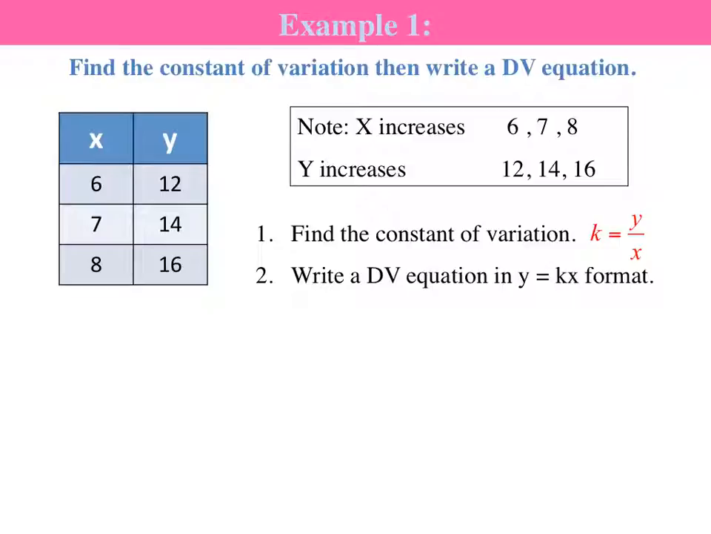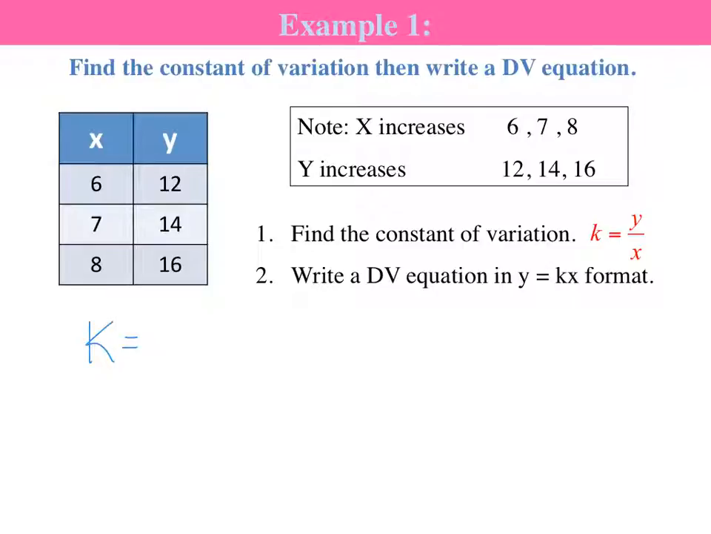And something to take note of for direct variation, which should happen for all problems: if there's a pattern going on in your x's and your y's, and you notice that your x values are increasing from 6 to 7 to 8, then the y values should also be increasing. They don't have to increase by the same amount, but they are increasing. What you should never see is one side increase while the other decreases. So we're going to go ahead and do our steps, which is find k.